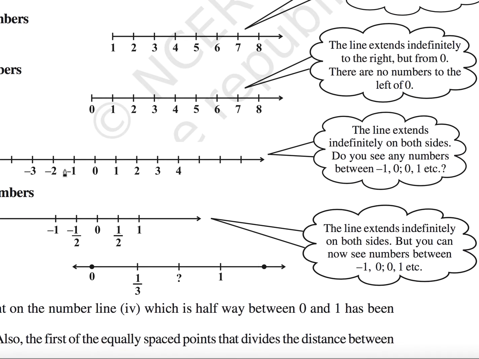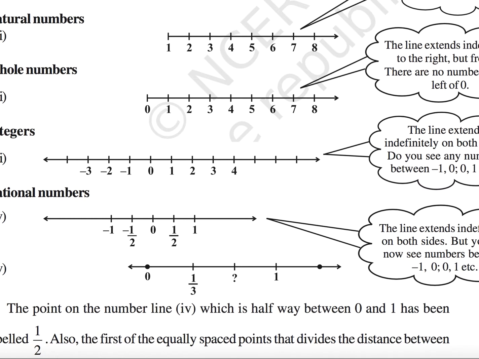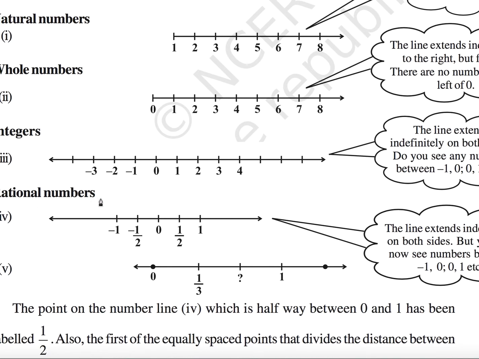Do you see any number between -1 and 0? No. Between 0 and 1? No. Okay, there are no fractional numbers in integers. Rational numbers: the line extends indefinitely on both sides, but you can now see numbers between -1 and 0, and between 0 and 1. All fractions will be included in rational numbers.